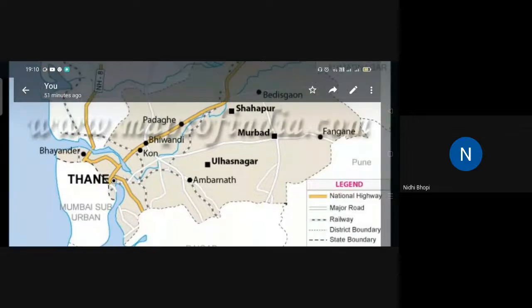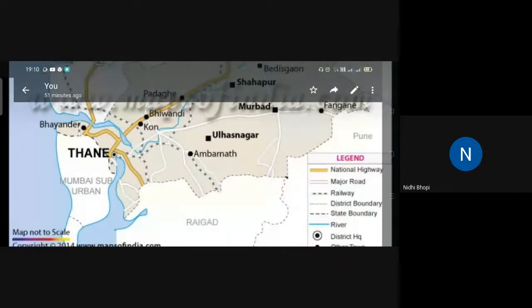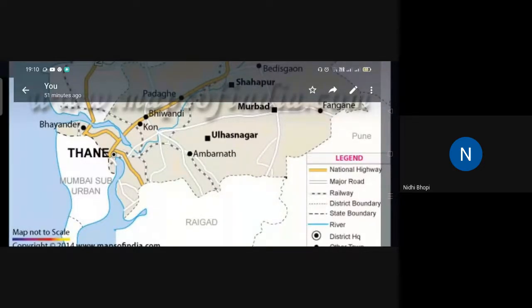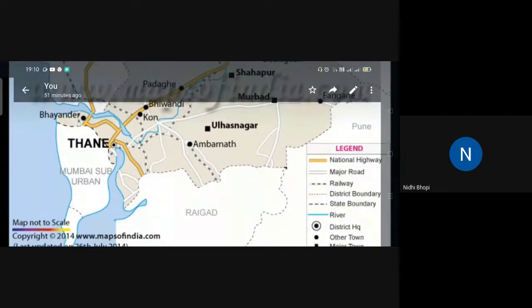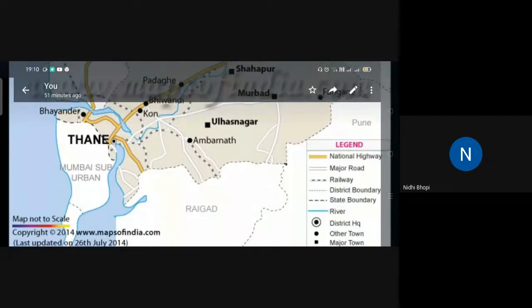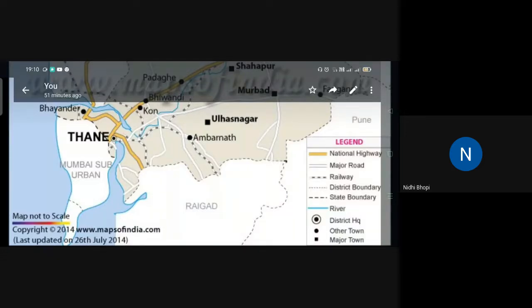Here also legend is shown, yellow color national highway, then double line major roads, then dotted line that is railway. Then district boundary is there, state boundary is there, then river is there. One river can be seen, that is Ullas River, isn't it? Then blue color, that is Thane Creek. All these are shown in the map.